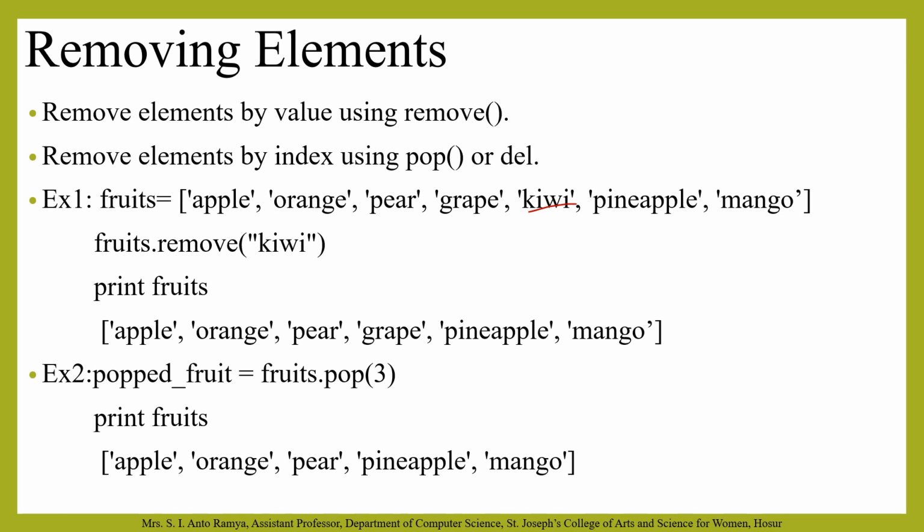Now the second method, that is pop. popped_fruit is equal to fruits.pop(3). The third element we are going to delete: 0, 1, 2, 3, that is grape. So grape will be deleted. Now if you print fruits, you see apple, orange, pear, pineapple and mango is there.